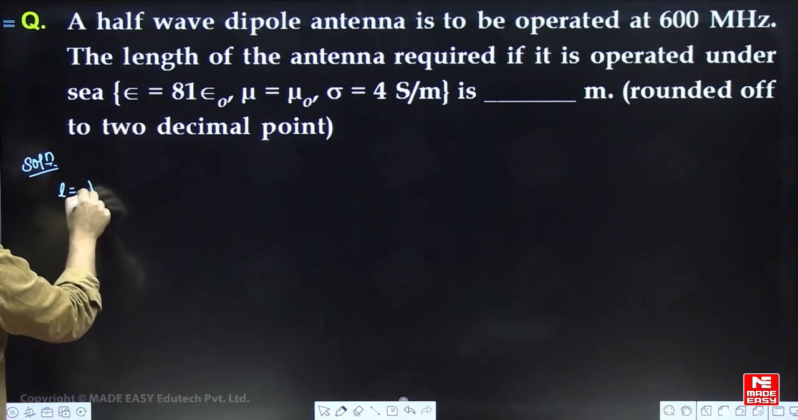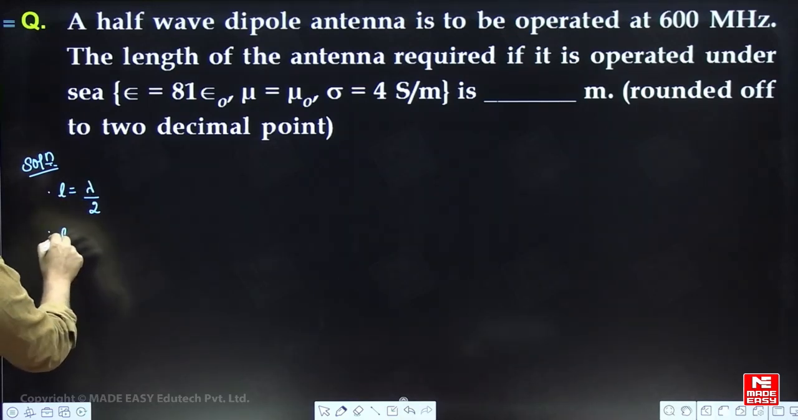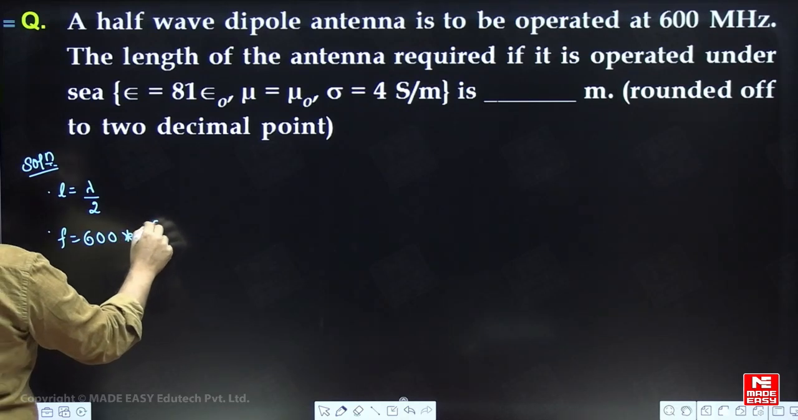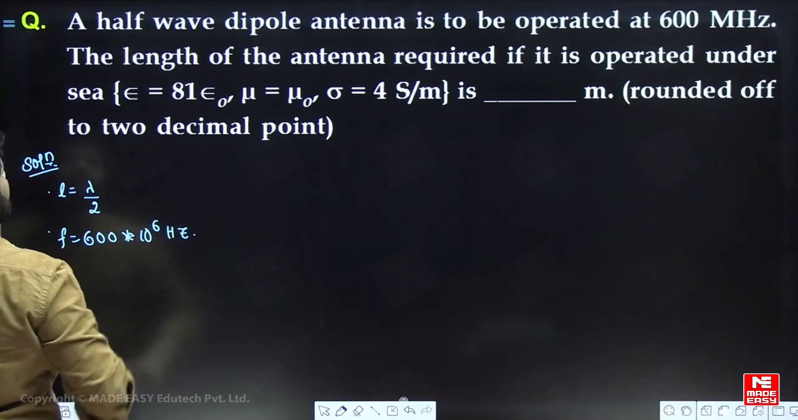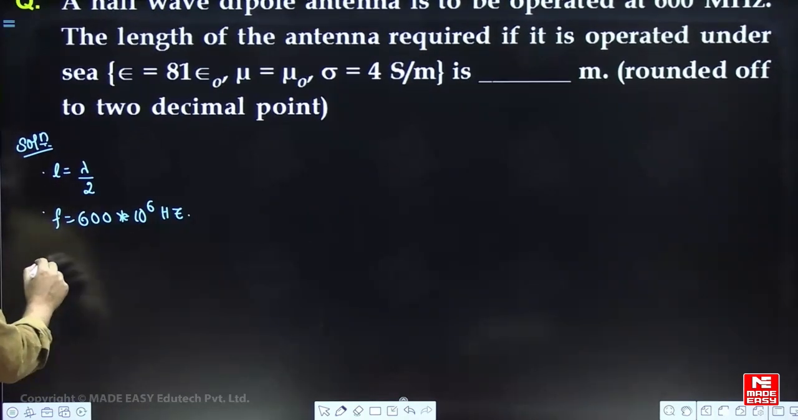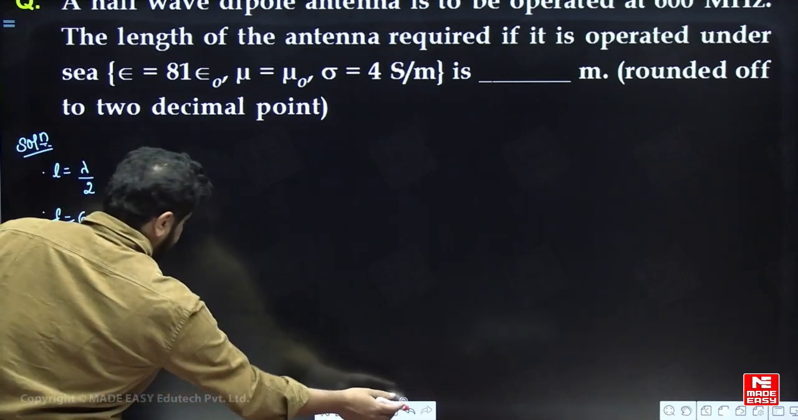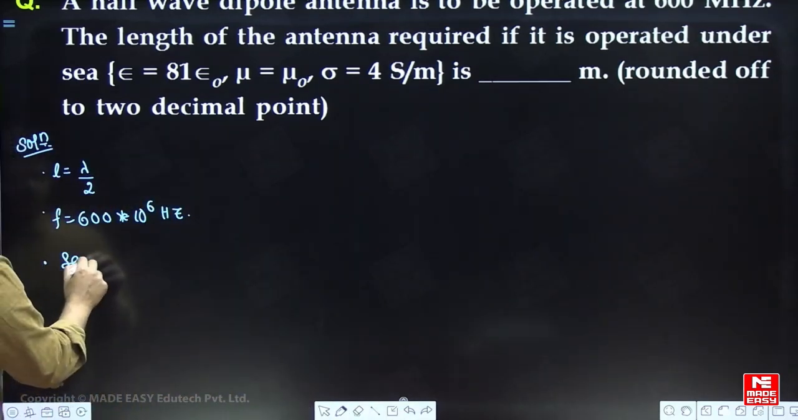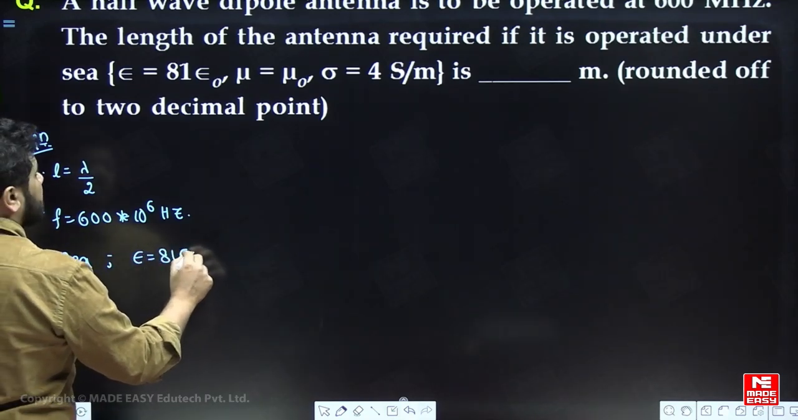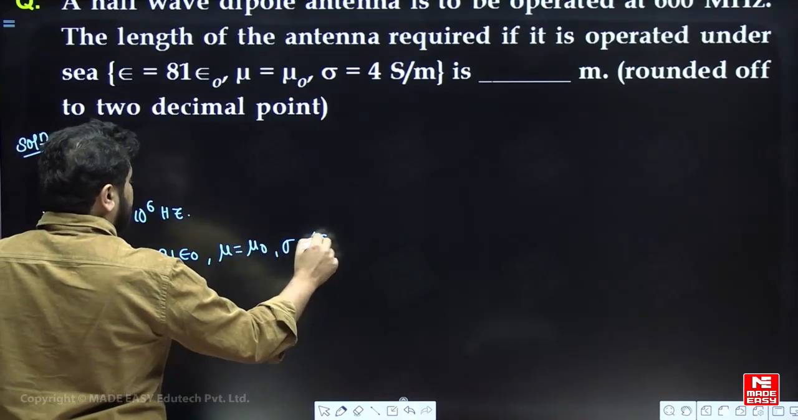length is given as lambda by 2, right? Fine. Operating frequency is how much given? It is given as 600 megahertz. The length of the antenna required, so it is operated under sea water. Now for sea water they have given epsilon is equal to 81 epsilon naught, mu is equal to mu naught and sigma is equal to 4 Siemens per meter.